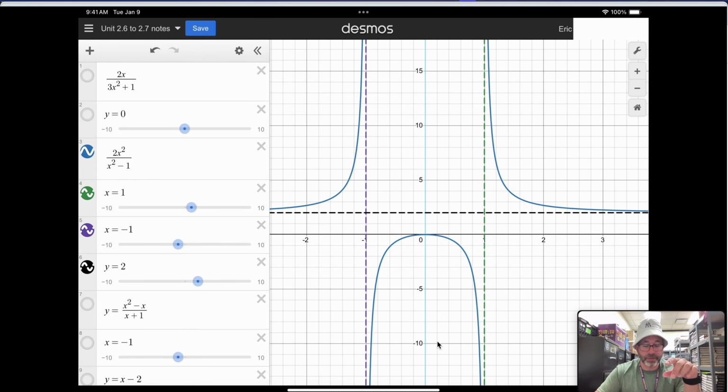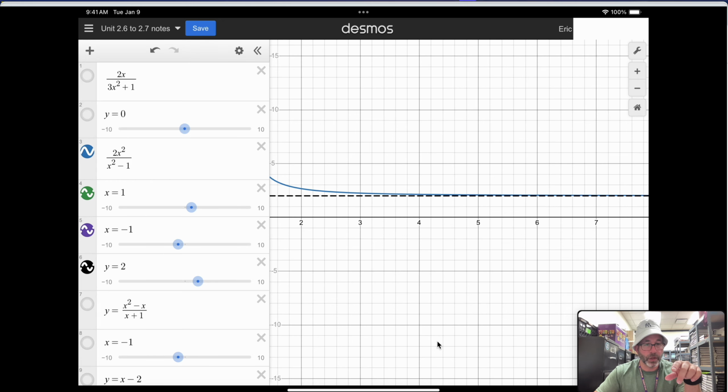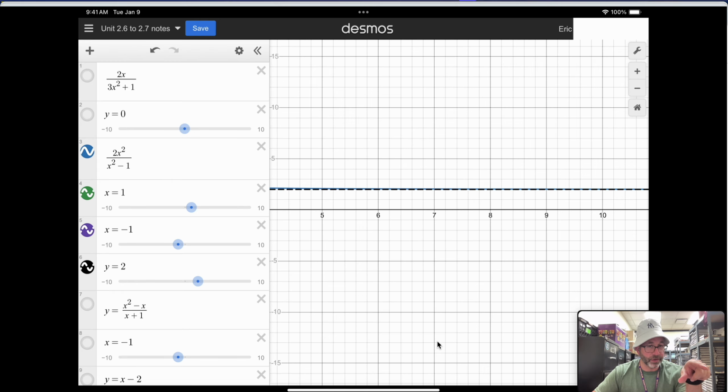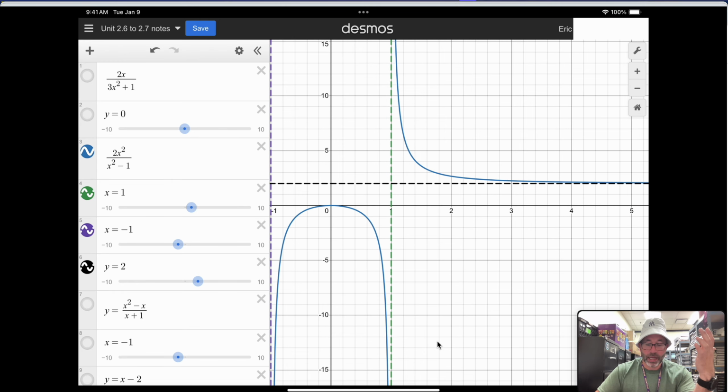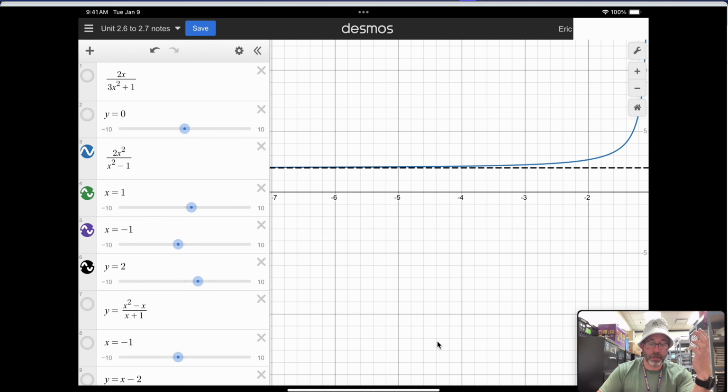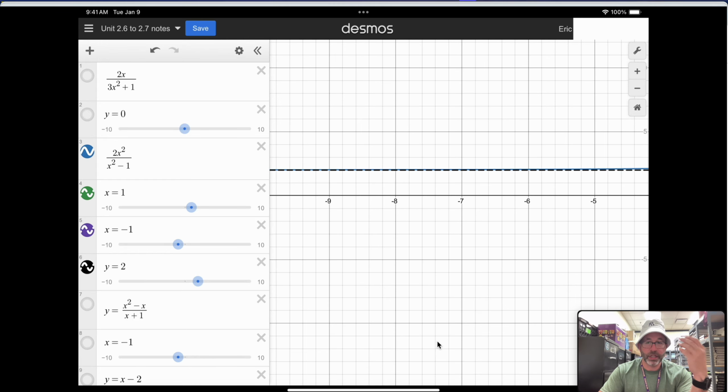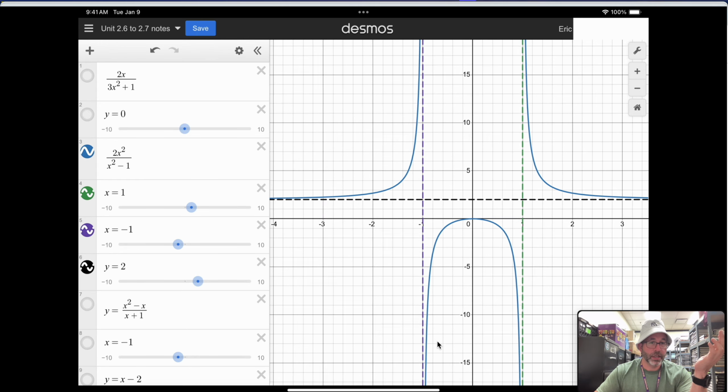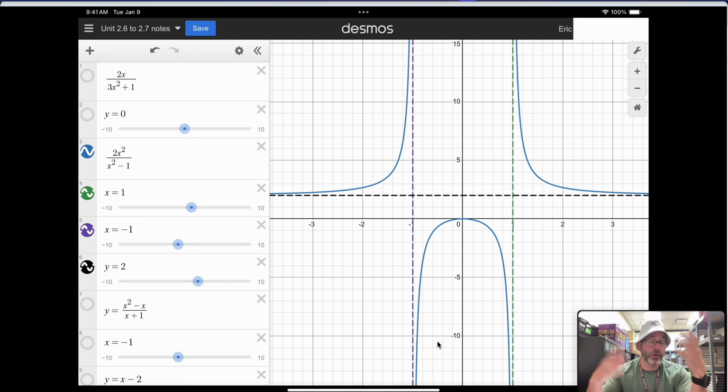As my graph moves to the right, it approaches this value. It approaches 2. And as my graph moves to the left, it approaches 2. And it never crosses it there. Not that it shouldn't cross. It will cross sometimes, but it's just saying it approaches the end behavior here. Okay?